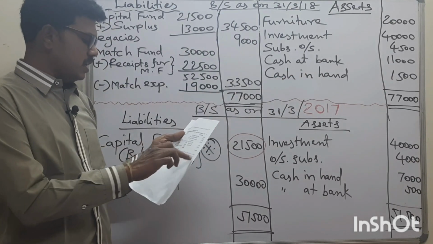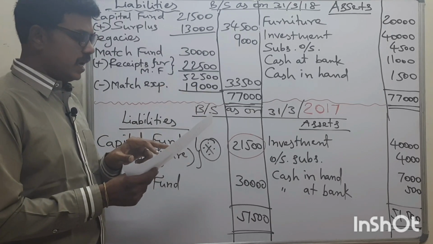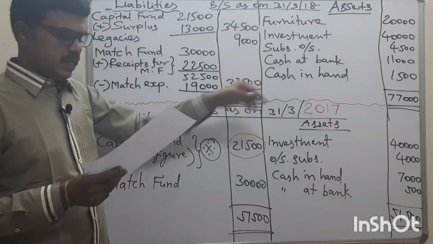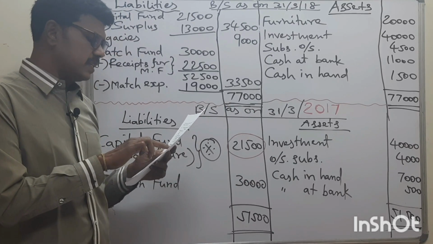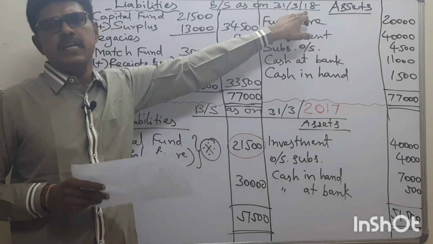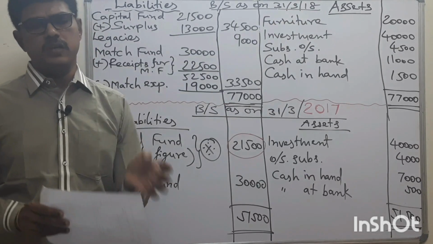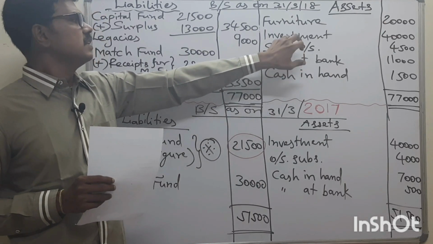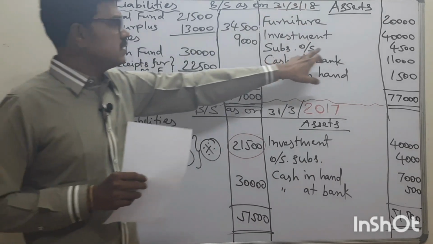Below that we should see the additional information whether any assets or liabilities are there to be shown in the current year balance sheet. Here only one item is there, right? Subscription in arrears on 31st March 2018. Arrear means outstanding, not yet received, an amount to be received. Subscription to be received is an asset, and particularly on 31st March 2018, the amount is 4,500.